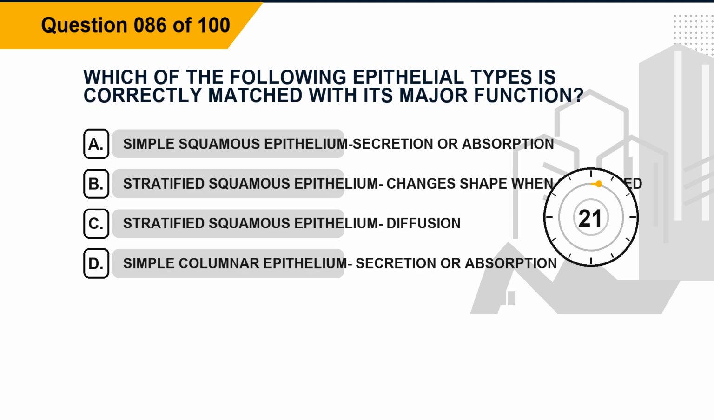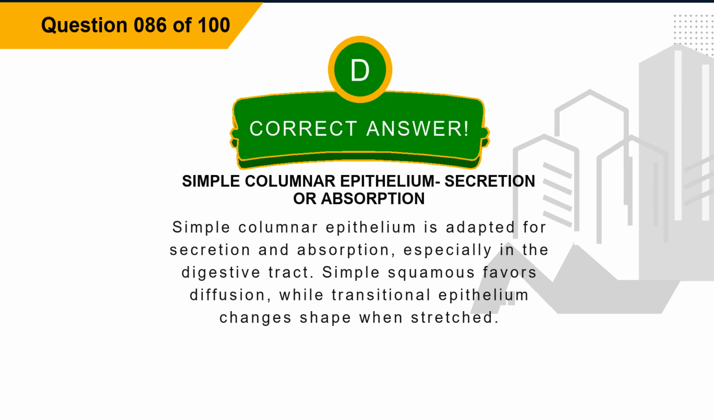Question 86. Which of the following epithelial types is correctly matched with its major function? Option A, simple squamous epithelium, secretion or absorption. Option B, stratified squamous epithelium, changes shape when stretched. Option C, stratified squamous epithelium, diffusion. Option D, simple columnar epithelium, secretion or absorption. The correct answer is option D, simple columnar epithelium, secretion or absorption. Explanation. Simple columnar epithelium is adapted for secretion and absorption, especially in the digestive tract. Simple squamous favors diffusion, while transitional epithelium changes shape when stretched.